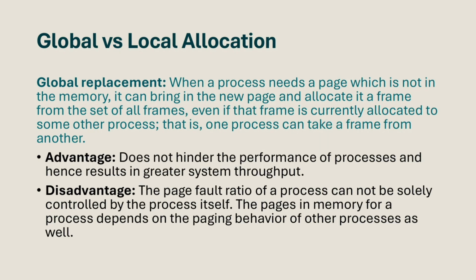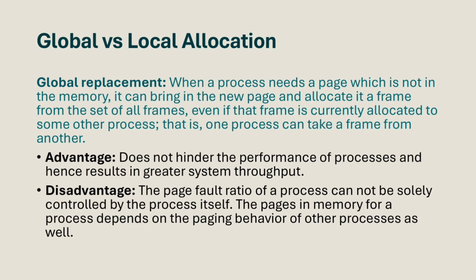In the case of global replacement, when a process needs a page which is not in the memory, it can bring in the new page and allocate it a frame from the set of all frames, even if that frame is currently allocated to some other process. So this is global replacement. So its advantage is that it does not hinder the performance of processes and hence results in greater system throughput, unlike local replacement.